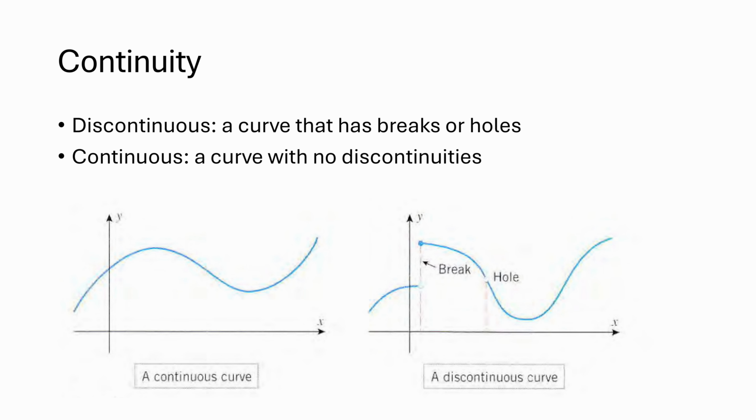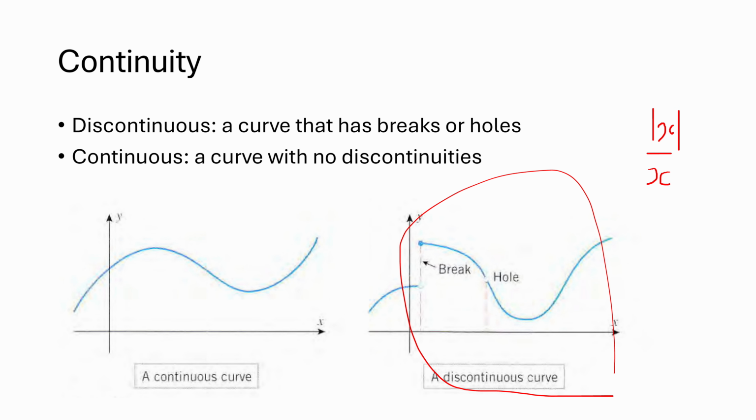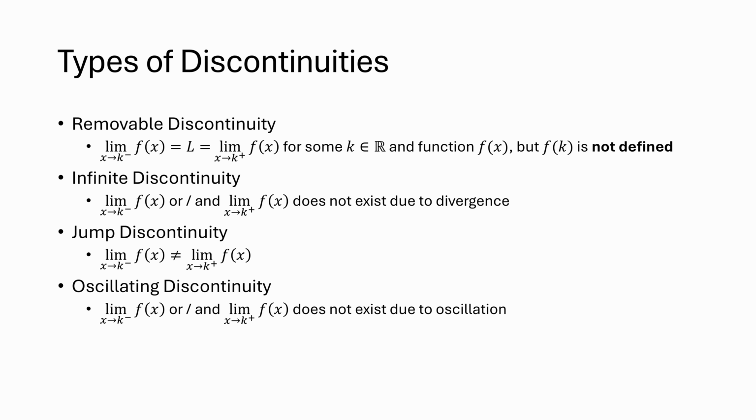I'll introduce you to a new concept called continuity. Basically, a discontinuous curve is a curve that has breaks or holes. So for example, as I said in the last slide, absolute value of x over x has a break at x equals 0. And this is called a hole. And a continuous curve is a curve that is not discontinuous, so it's very smooth and it has no breaks or holes.